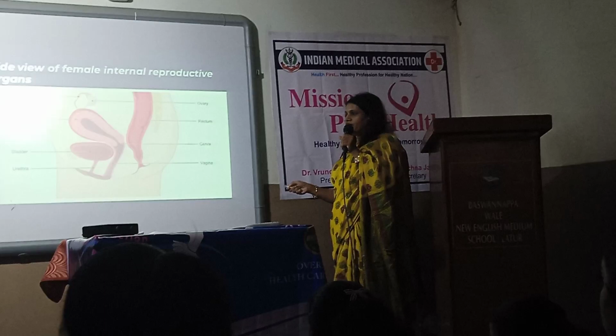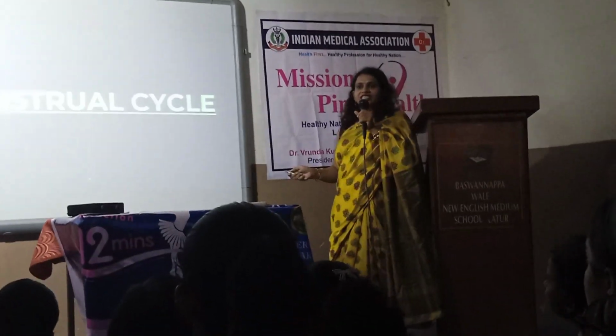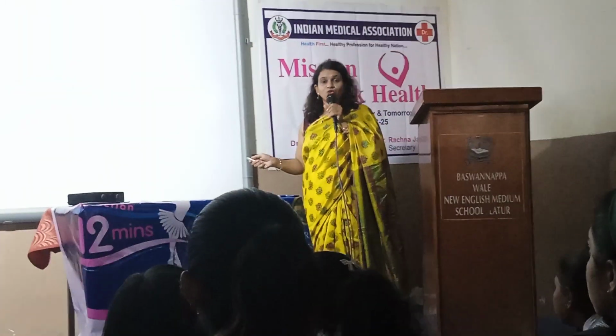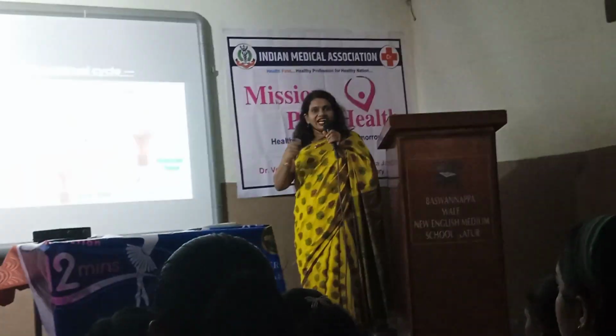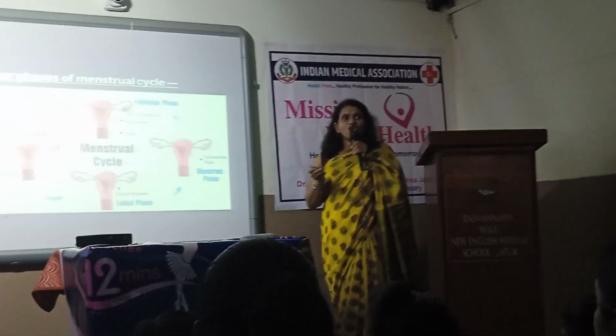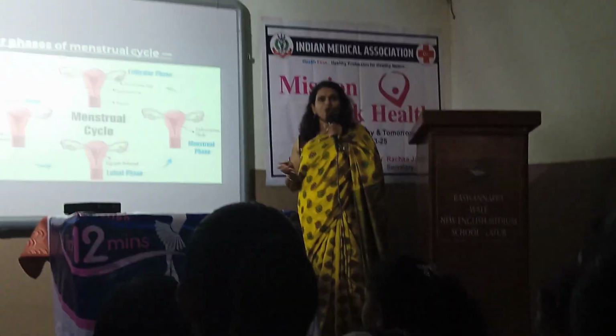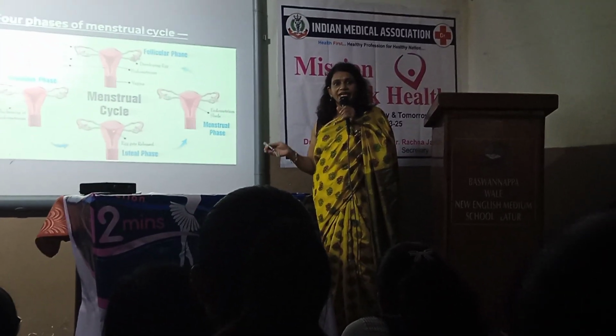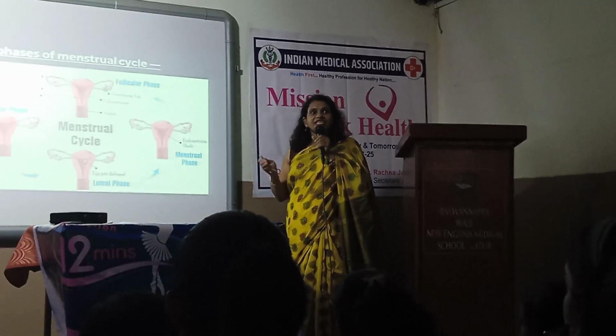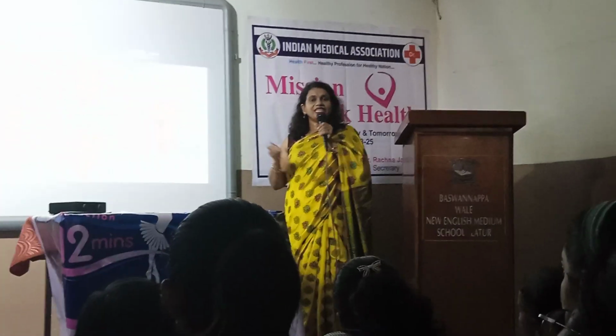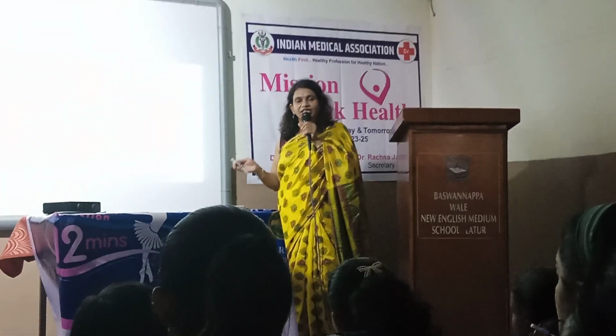Okay. Next, please. Now we will see what is menstrual cycle. So what is a cycle? Anything which occurs periodically is a cycle. So what happens in menstrual cycle? Periodically, every month there is bleeding and different changes are going on in the ovum as well as inside the uterine cavity.